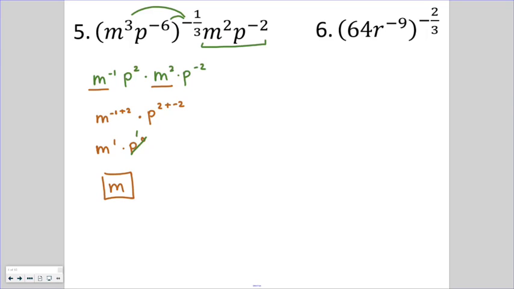Number 6, 64 r to the negative 9th, all being raised to the negative 2/3 power here. I am going to deal with that 64 first. So 64 is 2 to the 6th. This is r to the negative 9th. And then I can distribute that negative 2/3 power to both of the terms because they're being multiplied. So I'm going to say this is 2 to the negative 4th times r to the positive 6th.